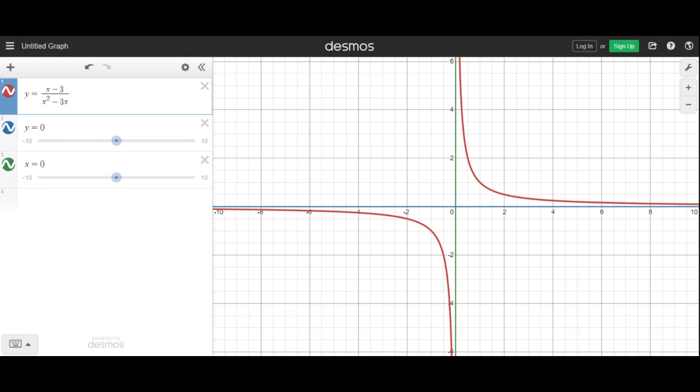And again, if you wanted to know the range, it would go from negative infinity to 0, 0 to infinity, because it does not go through that horizontal asymptote this time.